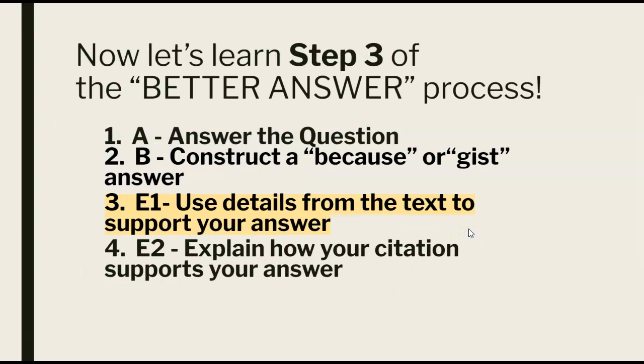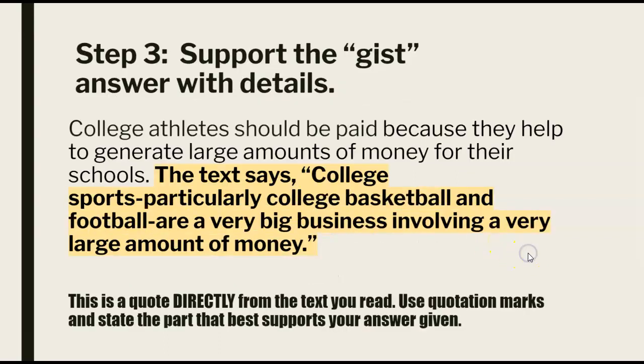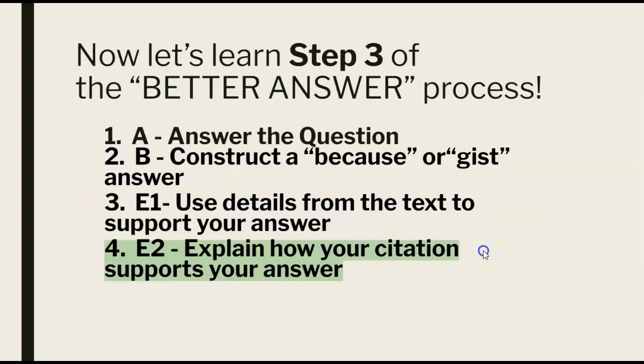After your answer and your because, you're going to jump into your first E1. Remember, E1 stands for evidence, so this is the point where we're going to go back to the text and find something that the author stated that supports our answer. Whenever we are inserting our E1, we have to remember to have a good sentence starter, such as the text states. And I am using quotation marks because I'm citing this directly from the text. "College sports, particularly college basketball and football, are a very big business involving a very large amount of money." And then I have my closing quotation marks.